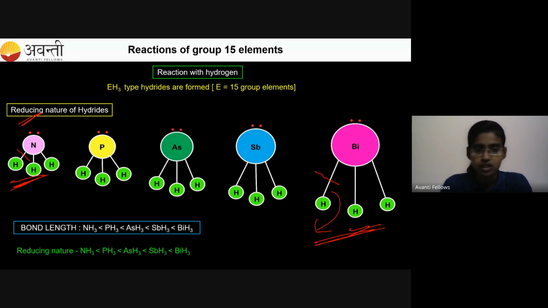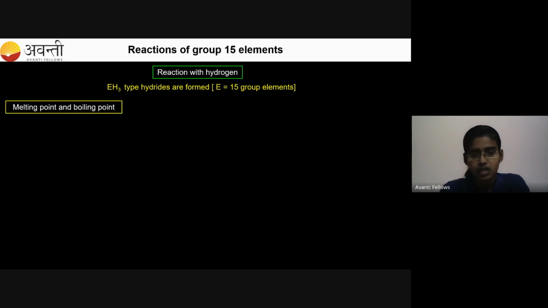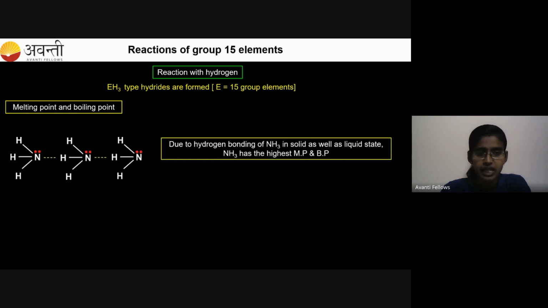Okay, clear for all? So this is the third order you are studying, which is just the opposite of the previous 2 orders, stability and the other one, basicity, right? For that we follow the same order, and this is the opposite of those 2. Third order in hydrides. Now coming to the melting point and boiling point of the EH3 type of hydrides.